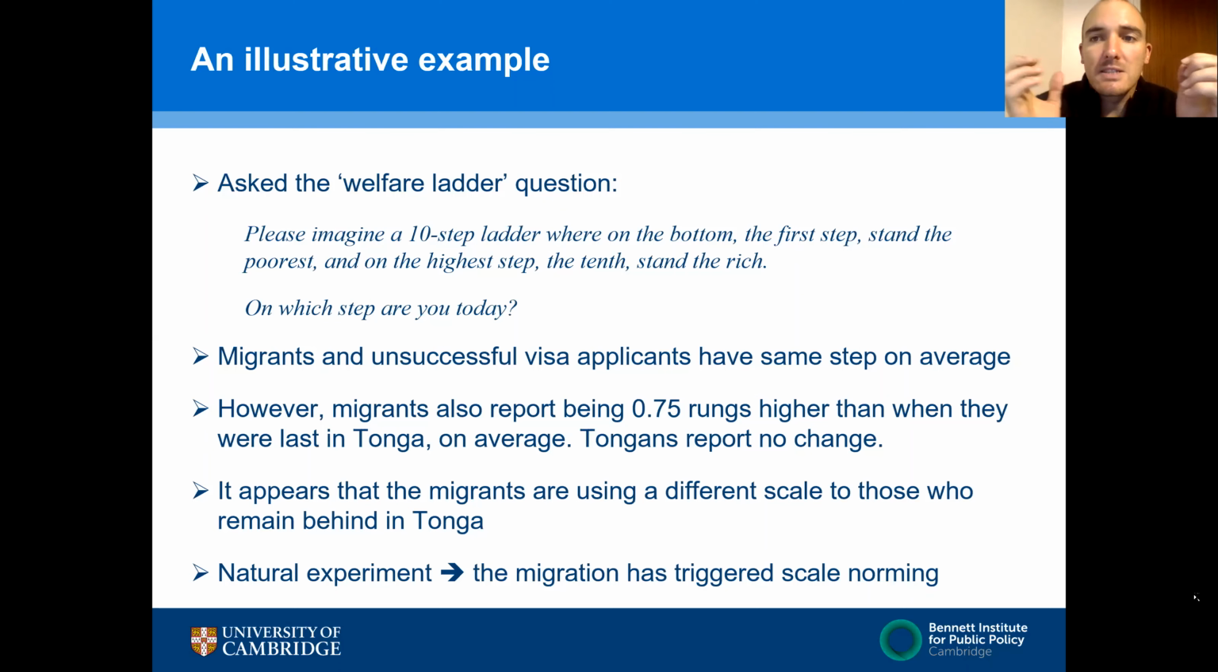Now keep in mind that this is a natural experiment. So the only difference on average between these two groups is the migration. So it seems that even though they're giving the same numerical response on the scale, that numerical response may be obfuscating a real change in the welfare of the people who migrated.